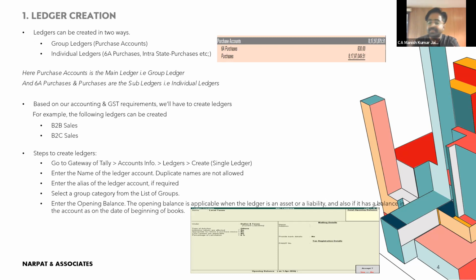Next, opening balances. When we are starting a business, there will be no opening balances. When it is a continuation of another business, there will be opening balances only for balance sheet items, not sale items and everything. There will not be any opening balances.